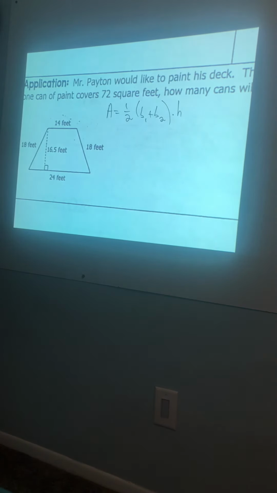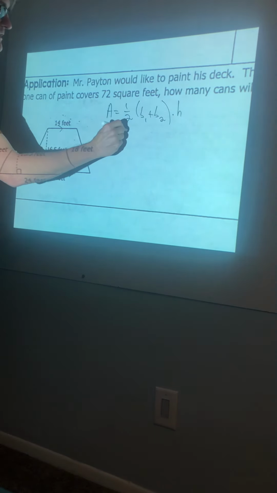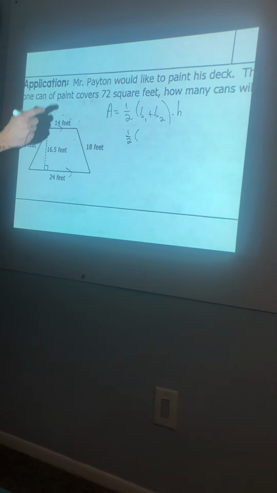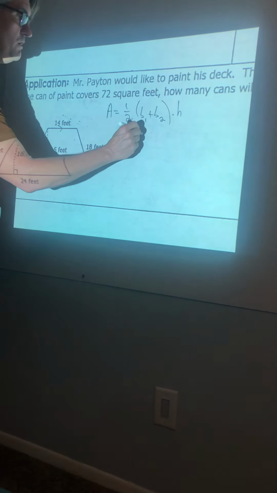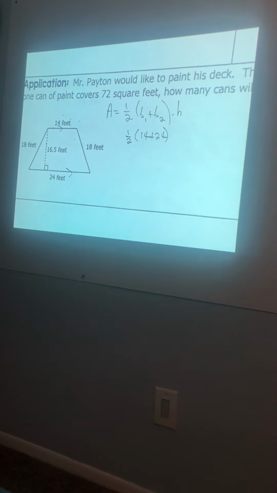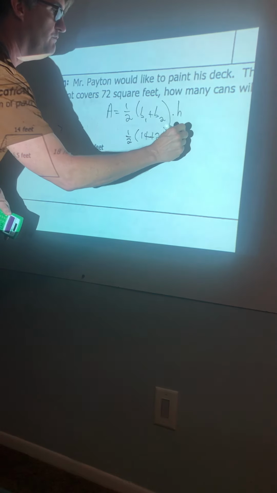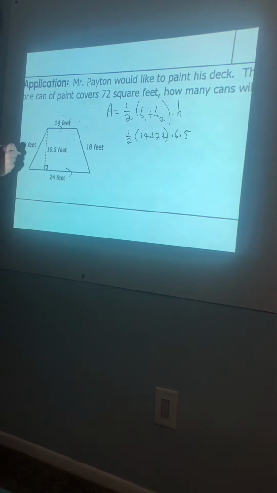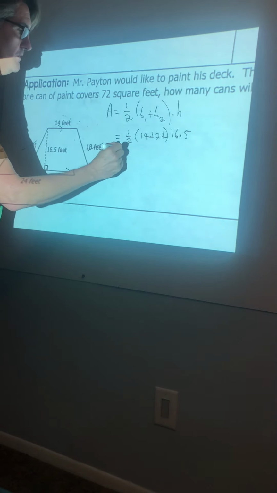All right, bases. All right, bases are the parallel sides. So leave this 1/2 alone. Plug in your bases, 14 and 24. The height, we got all these extra numbers going on here, but look for the box, 90-degree box. That connects your 2 bases to your height right here, 16.5. For the purposes of area, we don't need this and we don't need this. All right, leave the 1/2 alone.